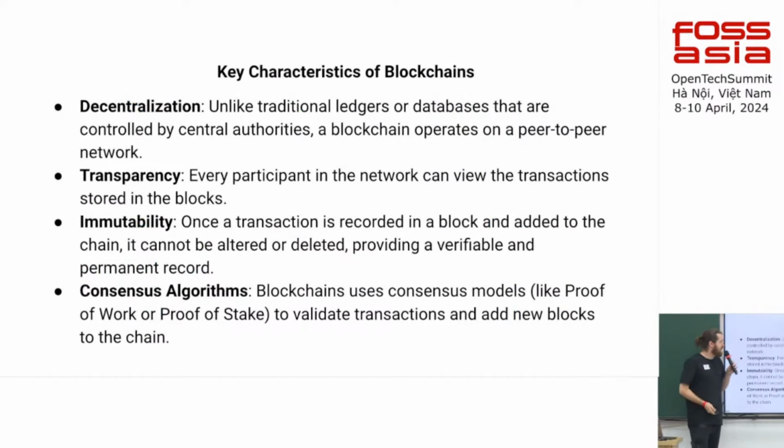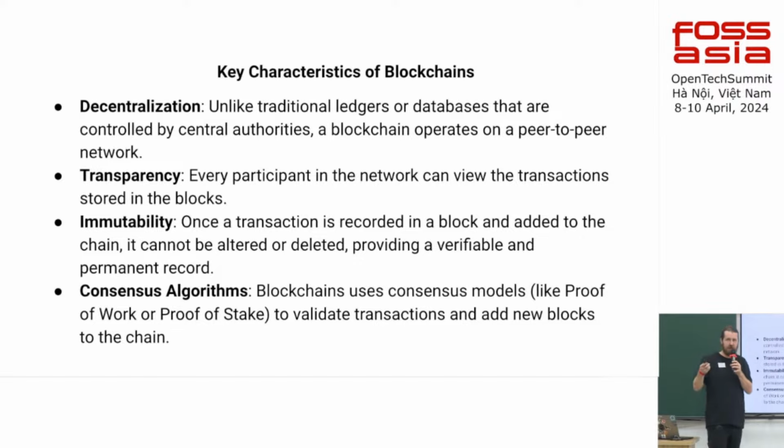Again, decentralization. Unlike traditional databases that are controlled by central authorities, the blockchain operates on a peer-to-peer network. Nodes are communicating with each other on the network. It's transparent, so everyone can see those transactions, and they can see the results of the new blocks and contest them. It's immutable: once a transaction is recorded and added to the chain, it can't be altered or deleted because of hashing and the previous hash. You just cannot do it.